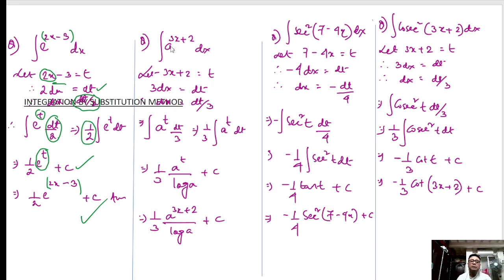Next, a to the power 3x plus 2. Let's put 3x plus 2 as t. Differentiate now: 3x gives 3 dx, 2 will be 0, and t gives dt. So dx will be dt by 3. Now put it: this I took as t, and dx is dt by 3, so 1 by 3 goes out, leaving a to the power t.